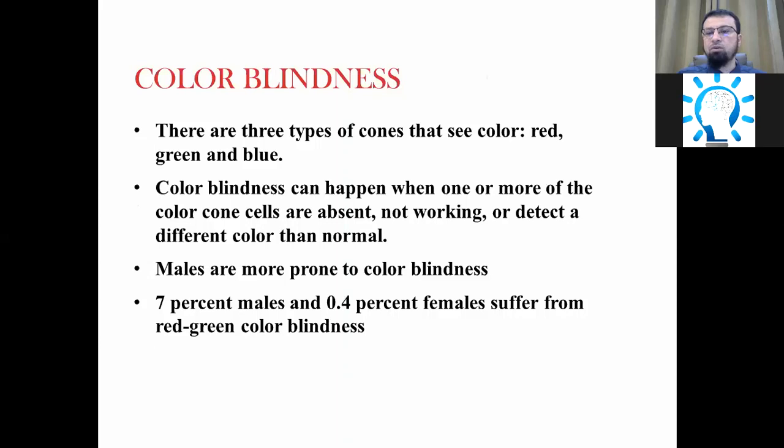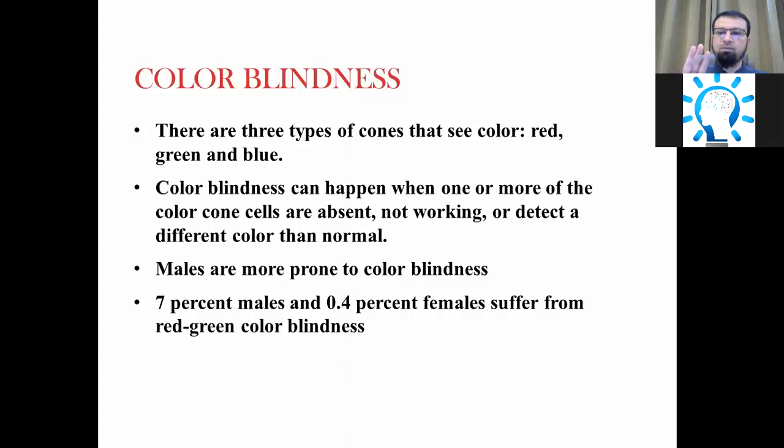Now, the remaining condition that we're going to speak about is color blindness. There are many people who have color blindness, but they are not aware that they don't recognize the red or green or blue color, unless sometimes they have to do an assessment for color blindness. It happens when one or more of the color cone cells are absent.